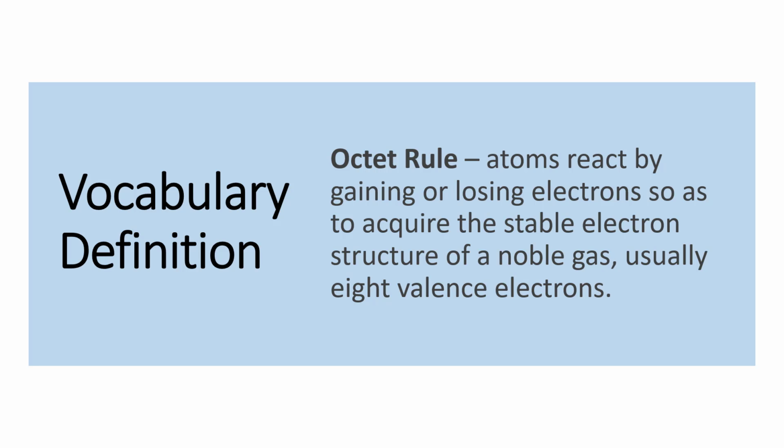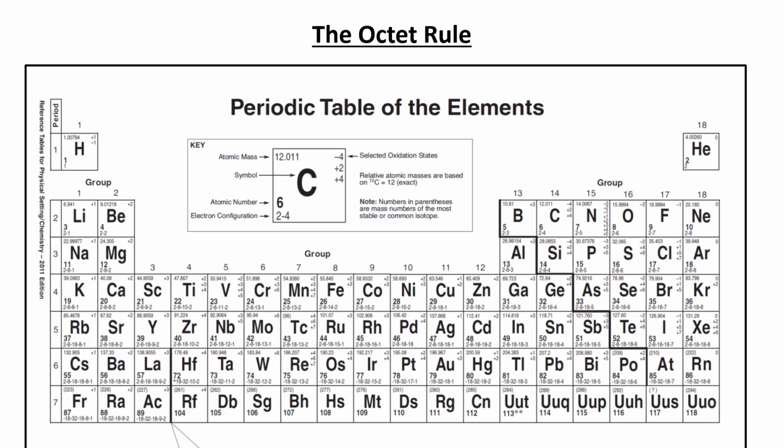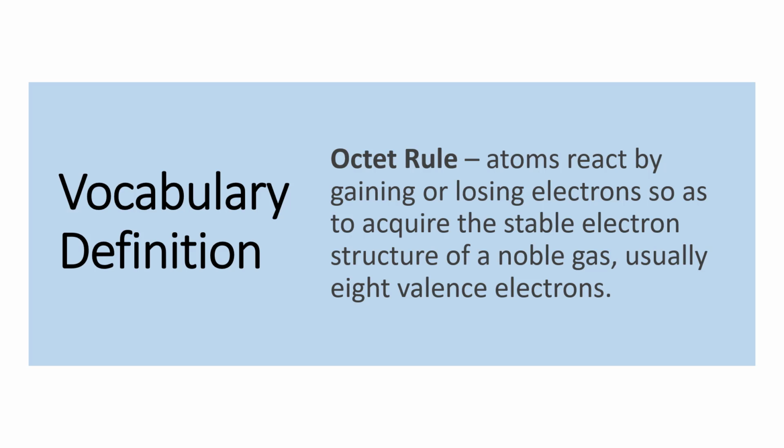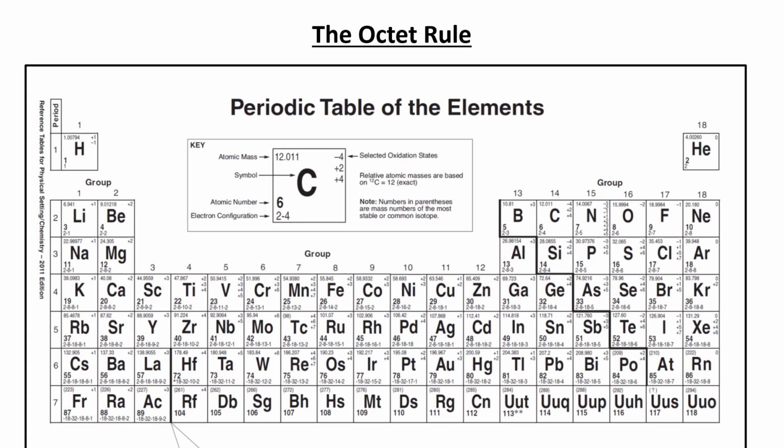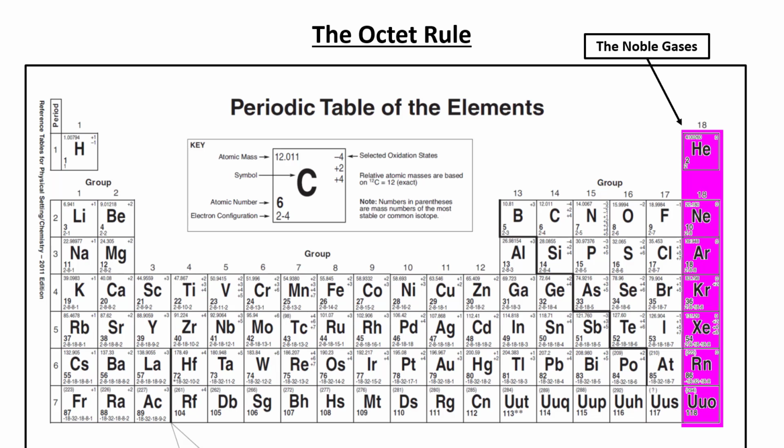So on the periodic table, which of these do you think are the noble gases? Look at this, it says usually 8 valence electrons. So which atoms usually have 8 valence electrons? See if you can see what that is on the periodic table. Now in your head, think about that. And if you said this column over here, then you were right.